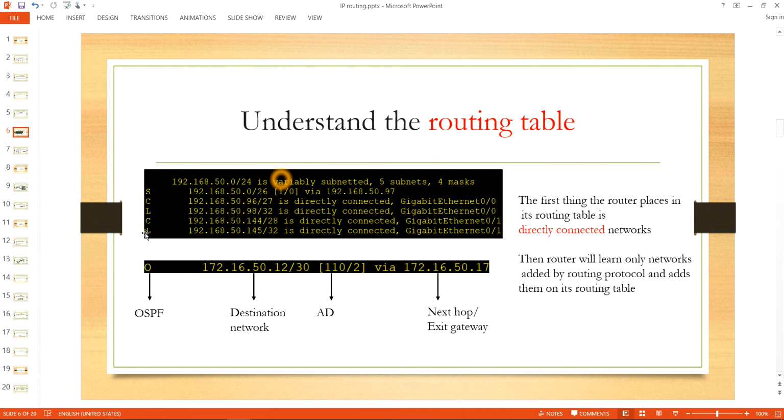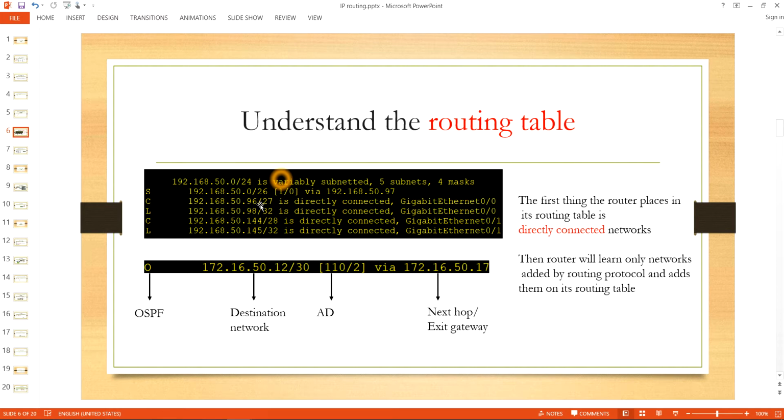On the left side it's going to give you some codes which stand for how the router learned about this network. So for example, in this router we have 1, 2, 3, 4, 5 networks. Two of them are indicated with C. That means those are directly connected networks. When the router's interfaces are configured, before any routing protocol is enabled, the router always knows the networks attached to its interfaces directly. So we call them directly connected networks. The CLI gives a C code. So whenever you see a C, that means this network is attached on our local interface.